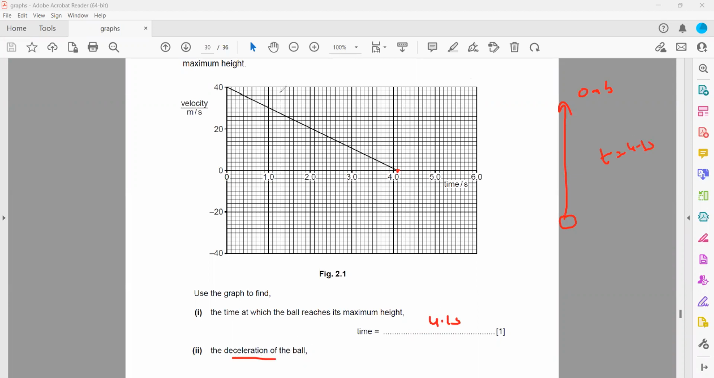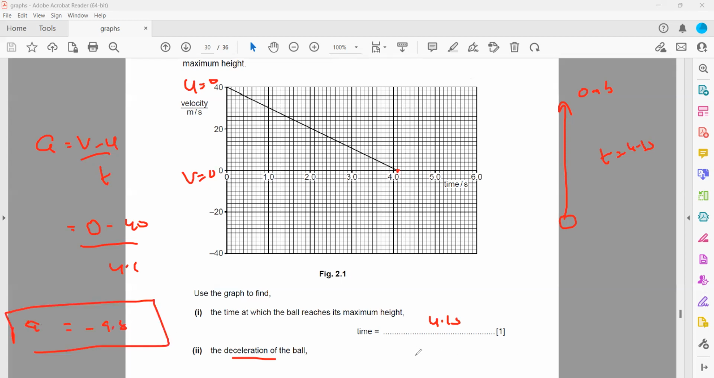The deceleration of the ball, how do we work out the deceleration? The same formula, it's a straight line. So starting speed is 40, the final speed at maximum height is 0 and the time is 4.1. So final is 0, initial is 40, divided by time interval 4.1. So we'll get negative 9.8. The negative sign shows that it is decelerating. So it will be 9.8 meter per second squared.